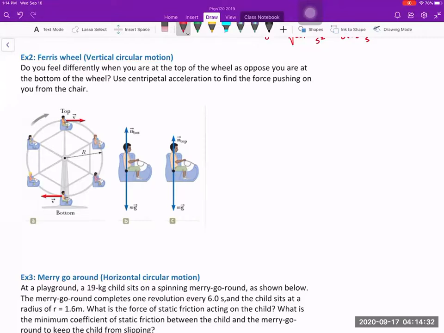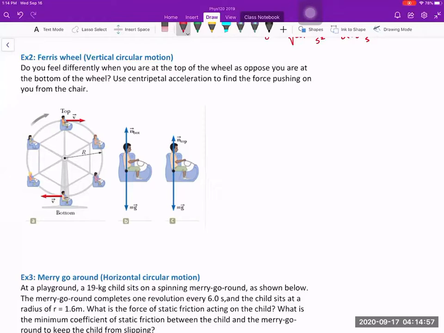Now, if you understand that this is how you feel, then we want to know this N, which is the chair pushing on you. If the number of N is different, that means you feel differently. And how much difference can we figure out, using some kind of equation or idea that we learn in the class?